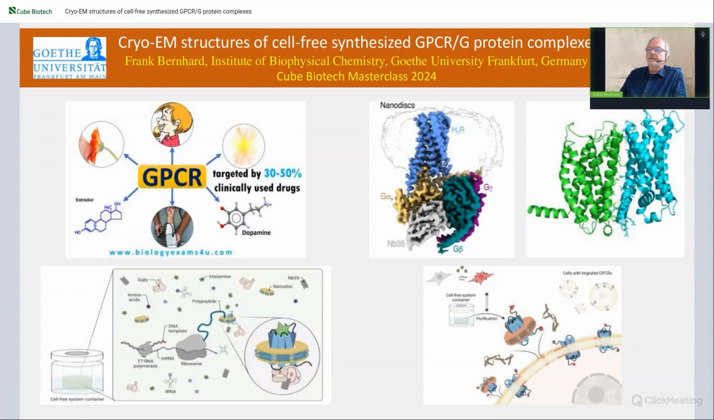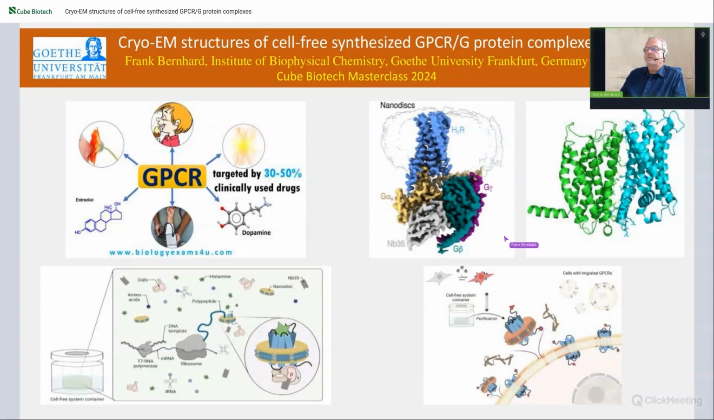So GPCRs, once activated by an agonist, couple to G protein heterotrimers, and these in turn activate cellular enzymes for messenger production, and so they amplify the signal which is originally perceived by the GPCR. We make the GPCRs in a cell-free system platform based on E. coli lysates, and we use a particular strategy which I will explain in a minute.